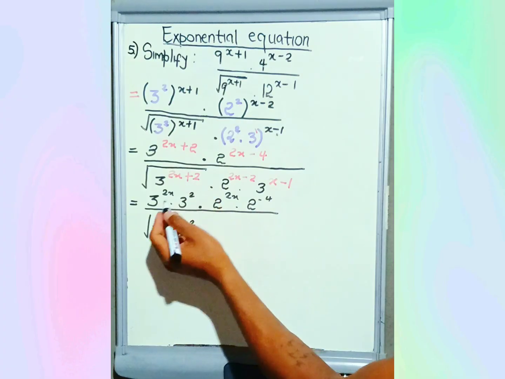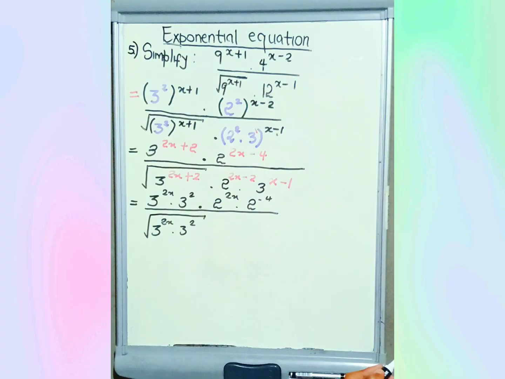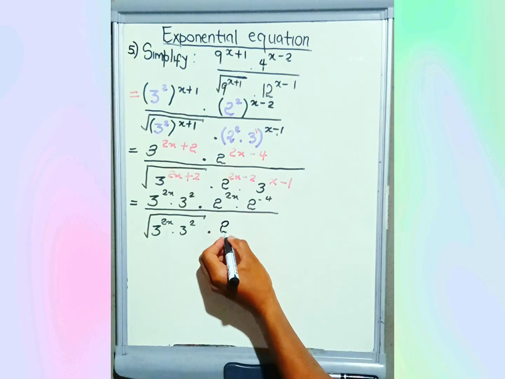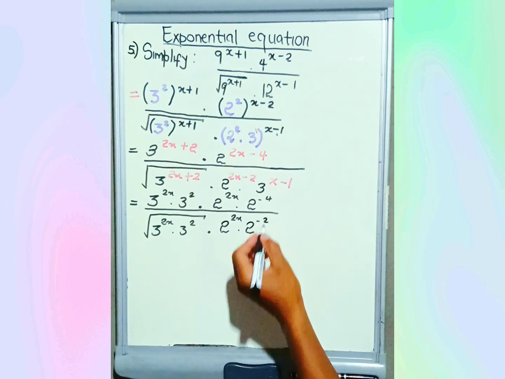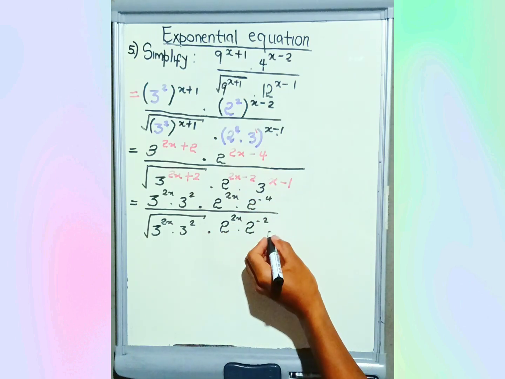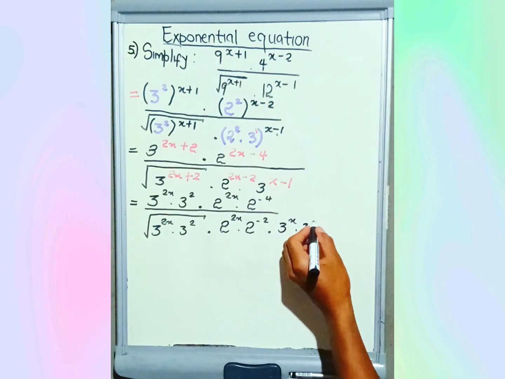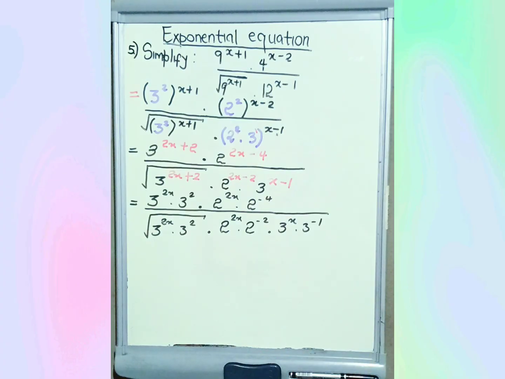Okay? Then, yes, I remove this one. Then the sign is full. Then times. Then here I have 2 raised to 2x times 2 raised to negative 2. Then here I have times 3 raised to x times 3 raised to negative 1. Okay? Then now the product rule is completed. We completed the product rule. Then what is going to happen now?